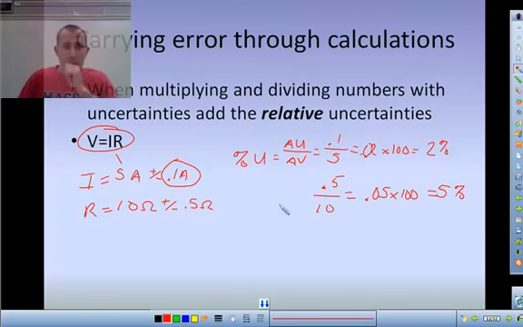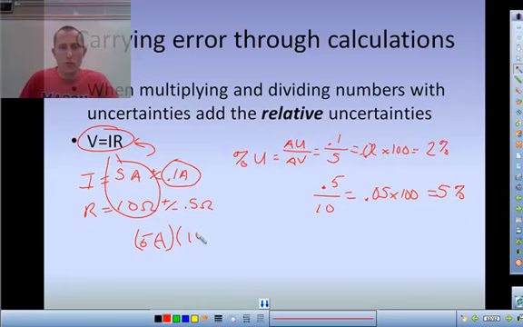So now we're going to do our regular calculations, plug these into V equals IR. So 5 amps times 10 ohms gives us a potential difference of 50 volts. Don't worry about the units now. We'll talk about this equation later on in the year.